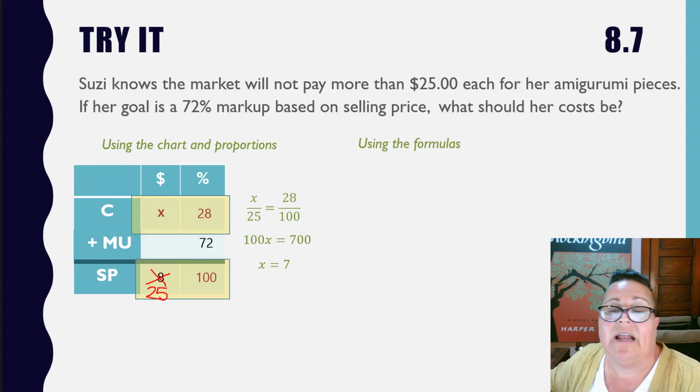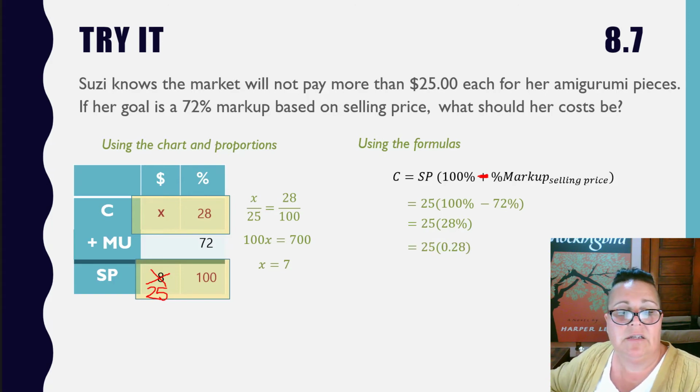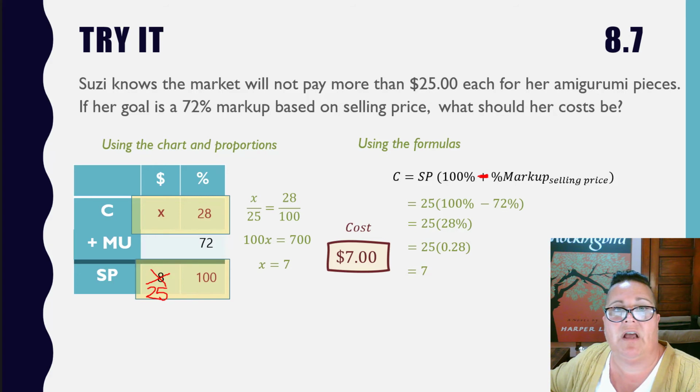Using the formula that I just figured out, I know cost should be the selling price times 100 minus the markup based on selling price. 100 minus. Why did I have a plus in there? That should be a minus. All right, let's see if I did it right the next time. I think I did. So my selling price is $25, and then I've got 100 minus 72%, which is 28%, or 25 times 0.28, which, yes, works out to be $7. So the cost of this item should be no more than $7.